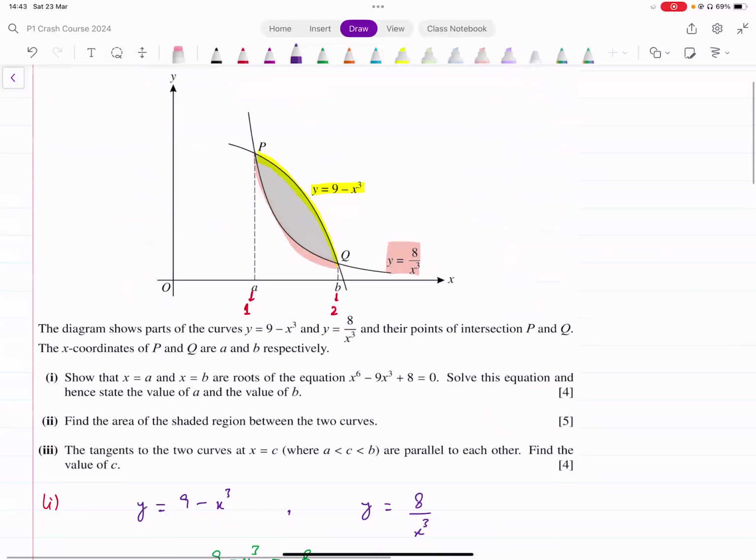Now it says the tangents to the two curves at x equals c, where c is between a and b, they're parallel to each other. Find the value of c.